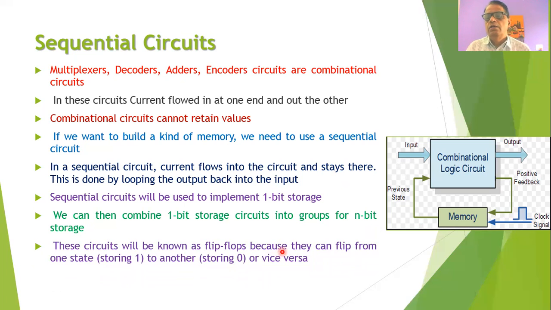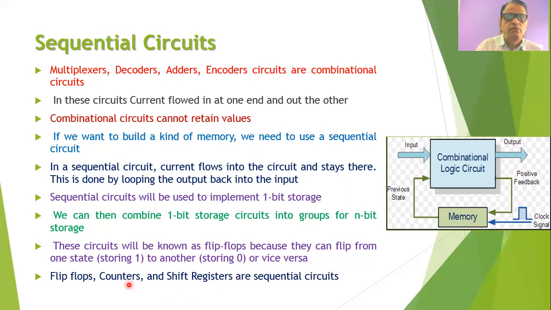The circuits which can store one bit of information are called flip-flops because they can flip from one state to another state. That is, either they have the output equal to 1 or they have the output equal to 0, and therefore they are called flip-flop circuits. So we can say that flip-flop circuits, counter circuits, and shift register circuits are all sequential circuits. And in this part of digital electronics, we'll be discussing all such sequential circuits.